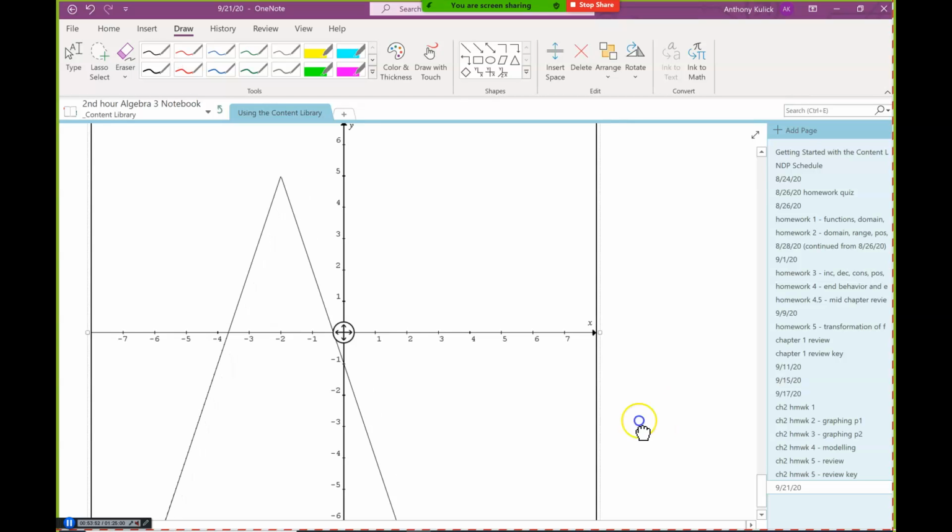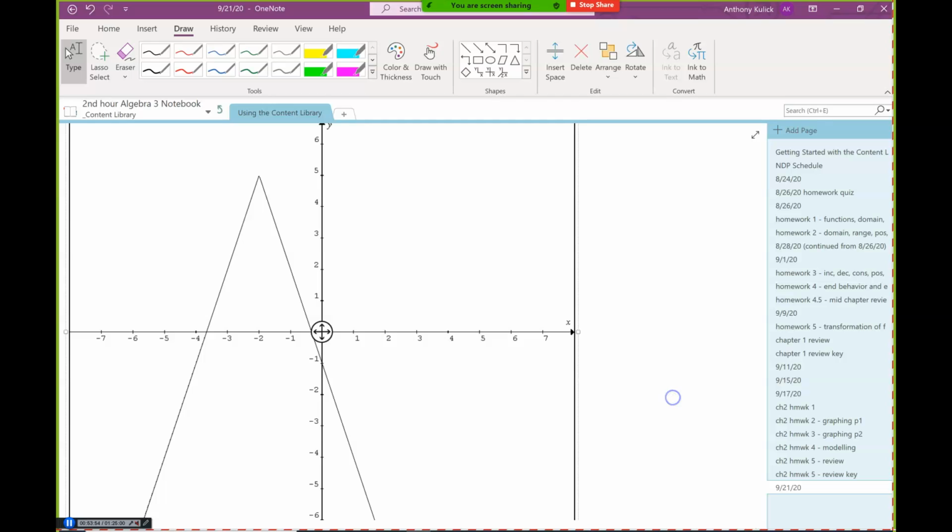So we want an equation for the absolute value function that represents this graph. So what we want is something of the form y equals a times the absolute value of x minus h, plus k. Everybody okay with that idea? In order to write the equation, we need three things: a, h, and k. Everybody okay with that idea? Okay.